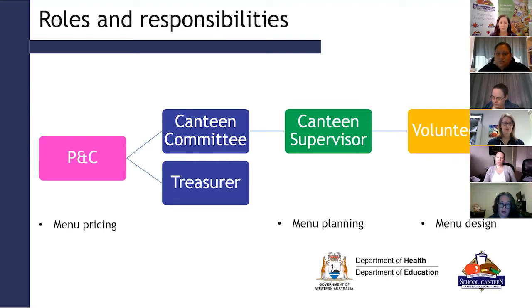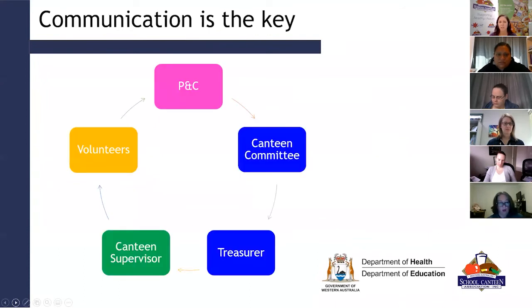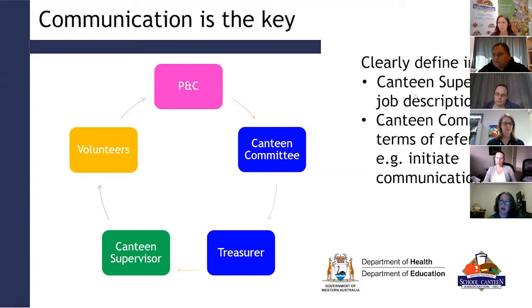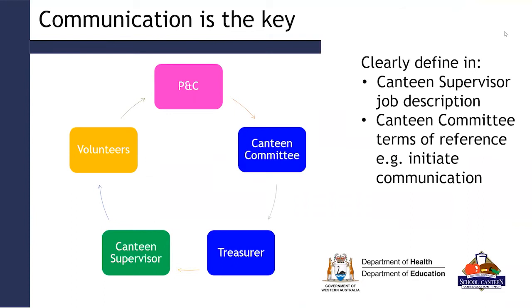What's really important to note about all of these setups is that everybody needs to work together, no matter who does what in the running of the canteen. Whether it's the P&C, the committee, the treasurer, the supervisor, or the volunteers, making sure that everybody is aware of their role and responsibility is the most important thing. How can you do that? Just by using things like your canteen supervisor's job description, of which we have a template on our website. Also make sure you've got a canteen committee terms of reference. Again, we have a template for this on our website. All of these will help you initiate communication as well.